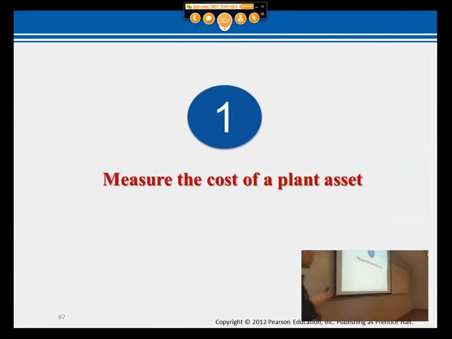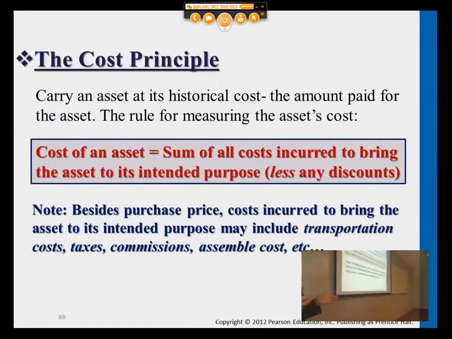Okay, in terms of measuring the cost of plant assets, before we go into how to depreciate the asset, we have to know what to depreciate. What is the amount to depreciate? Meaning, what was the original historical purchase price of different types of asset? Okay, so this goes back to cost principle.